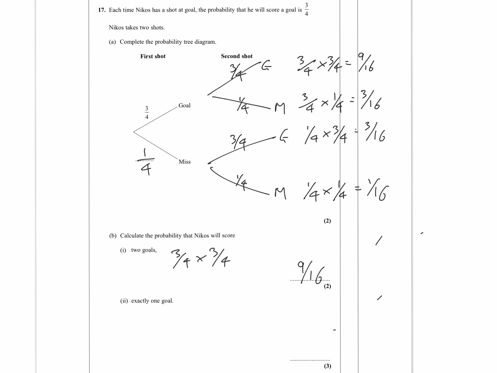Exactly one goal. Well, that's a goal and a miss and a miss and a goal. So we've got 3/16 plus 3/16, and that's going to be 6/16, or if we simplify that down, that's 3/8. A check that we can have is that each of these add up to a whole one. So we've got 9/16 plus 6/16, so we should get 16ths.